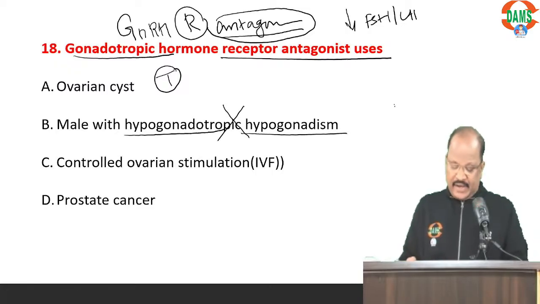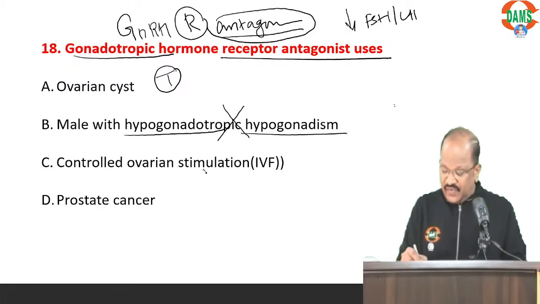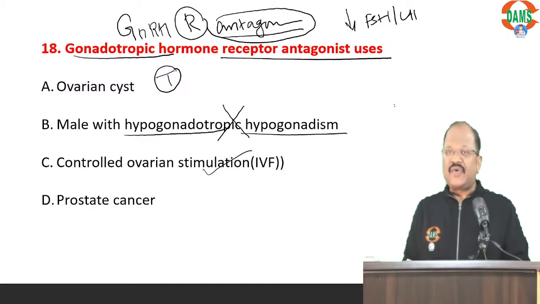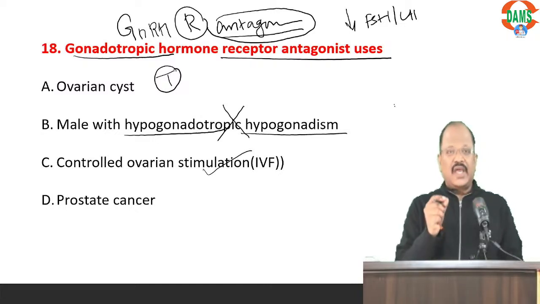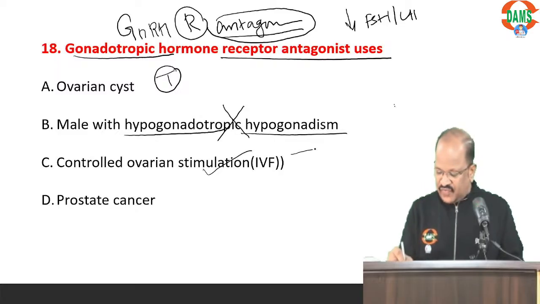Oh, yes, it is useful for in vitro fertilization. For example, we have ganirelix and cetrorelix. They are useful to prevent premature ovulation in case of in vitro fertilization. So it is useful for this also.